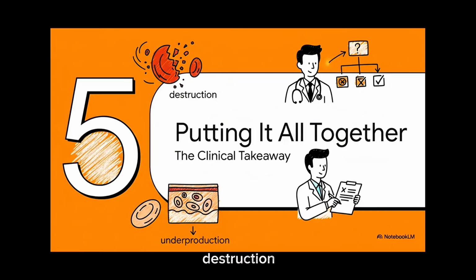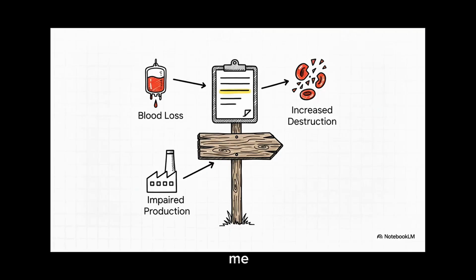Okay, so we've been through destruction, we've been through underproduction. Let's tie this all together now. What does this all mean for you as a student, as a clinician, at the bedside? And for me, if you take away only one thing from this whole discussion, let it be this. When you see a lab result that says anemia, your job isn't over. Your job has just started. That low hemoglobin number is not the diagnosis. It's a signpost. It's pointing you down a path, and your job is to follow that path and uncover the real story.